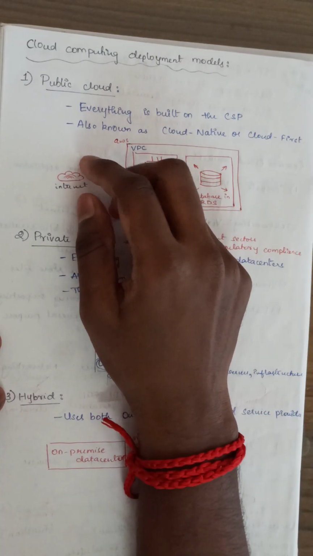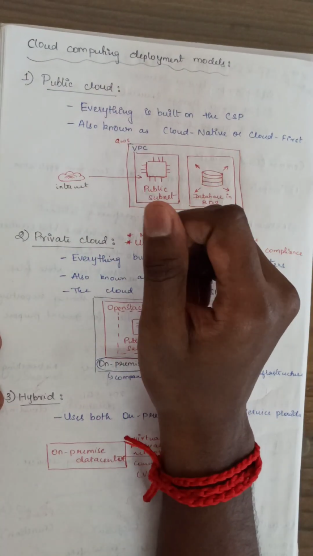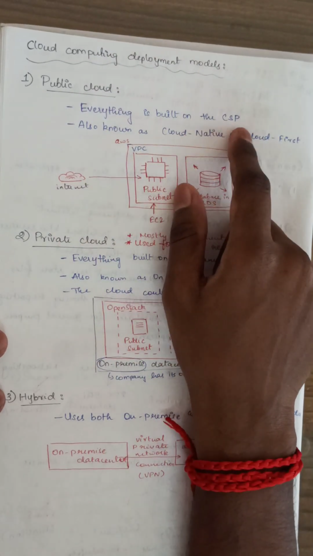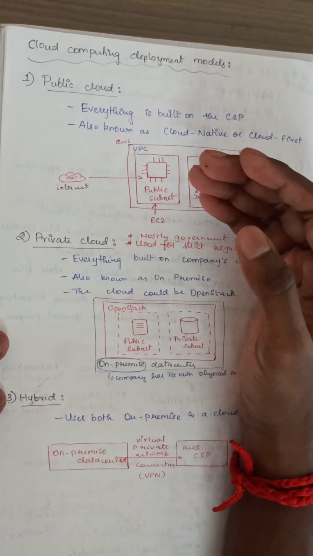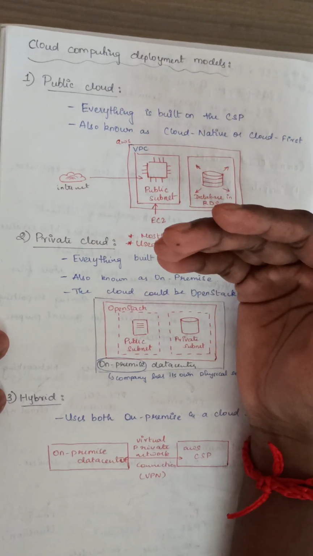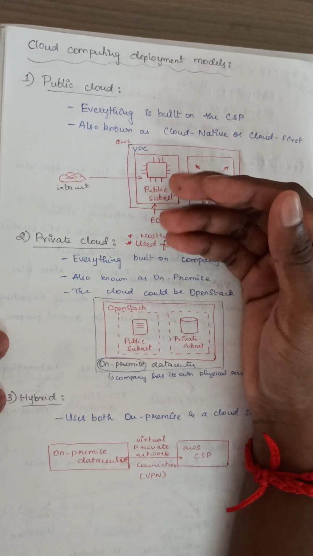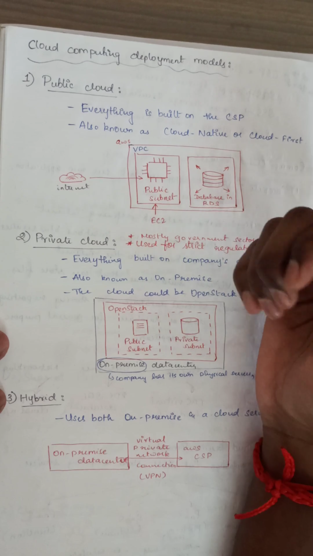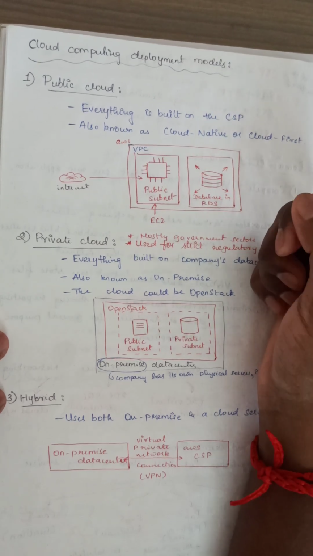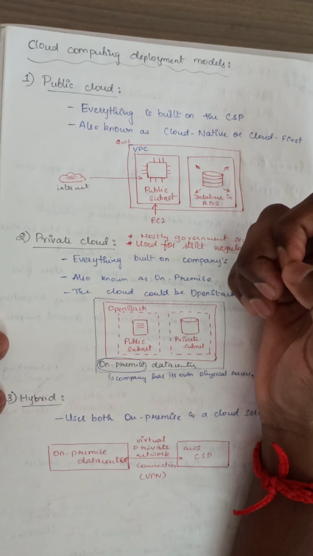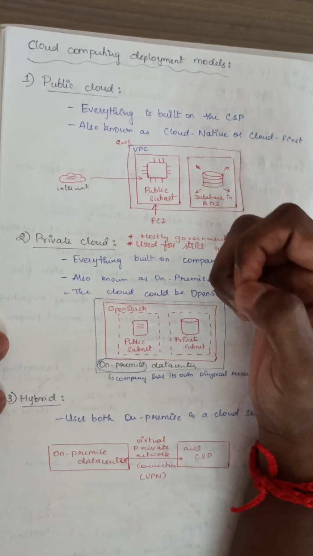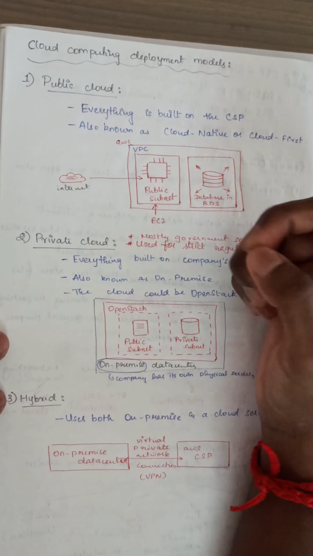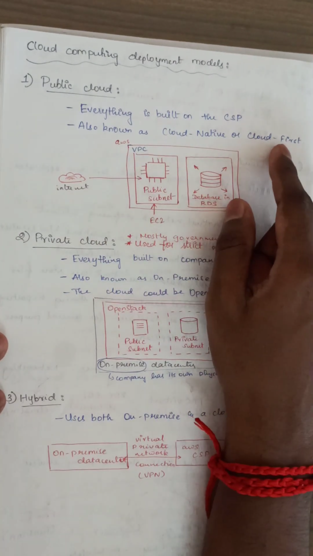The next topic is cloud computing deployment models. If we move on to this, first we'll see public cloud, where everything is built on the cloud service provider. Starting from the data to the relational databases that are present, to all the networking protocols to be used, everything is defined on the cloud service provider. For example, AWS provides you an opportunity to completely design, not exactly design, but deploy your model there, and it's also known as cloud native or cloud first.